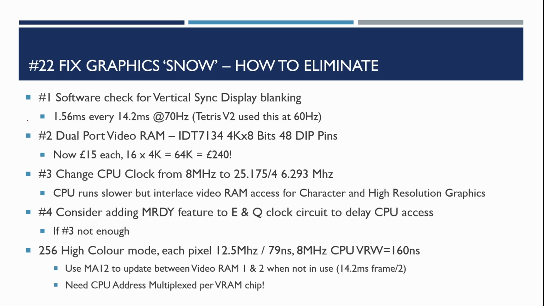The other way you could do it is by using dual port video RAM. In the very early versions of the video card, I did use these 4K by 8 bits IDT 7134 chips. These are quite large 48-pin chips, and in order to do the 64K of RAM, they have now gone up to about £15 each. I don't think they're produced anymore, so they've become obsolete. So to do the 16 4K chips we'd need, quite apart from the amount of space on the breadboard, I'd also need to spend £240, almost probably $300, on these RAM chips, which I didn't think was a particularly good solution. So number 3 is the first thing that we're going to look at.